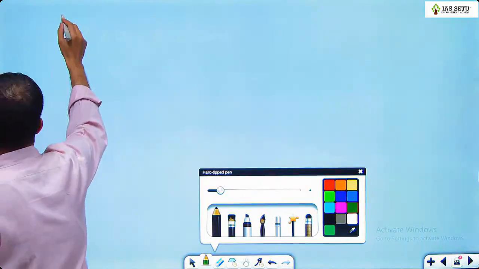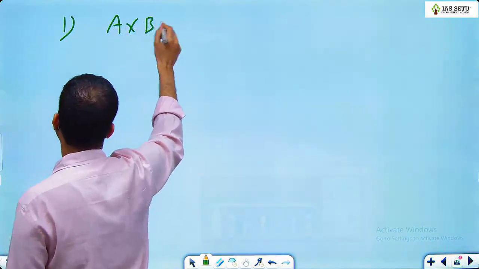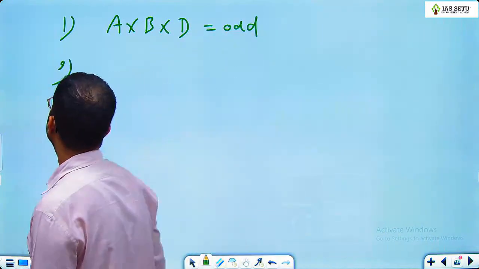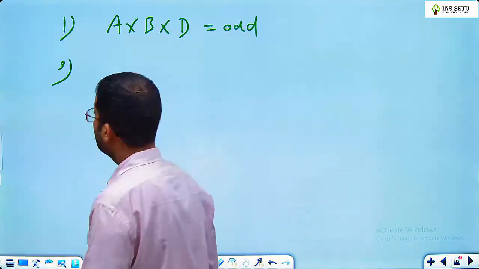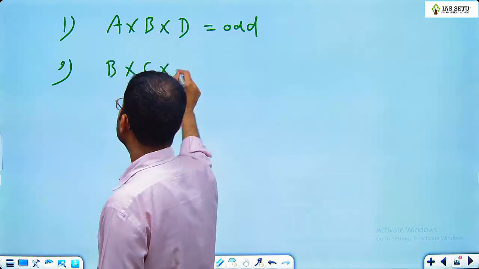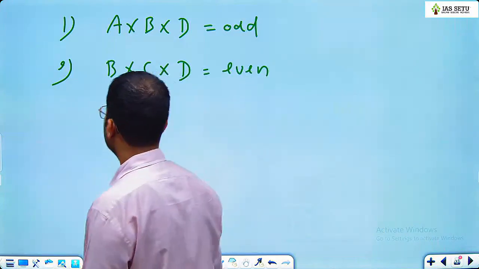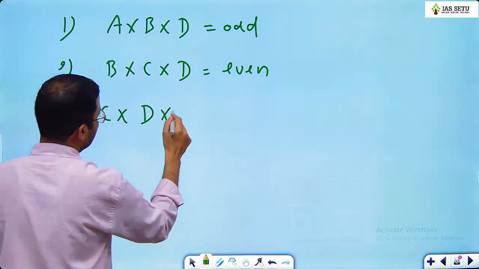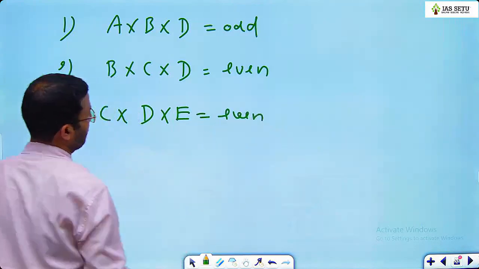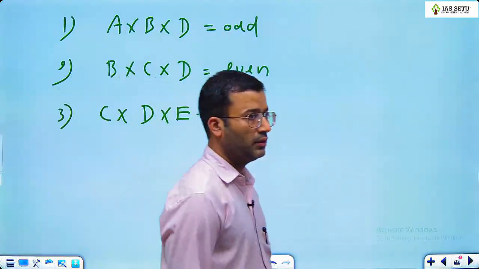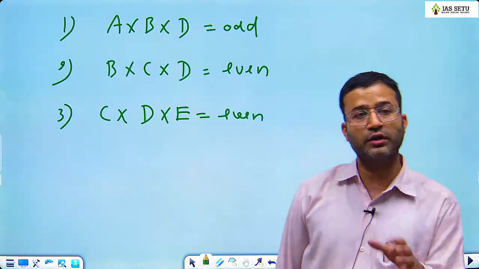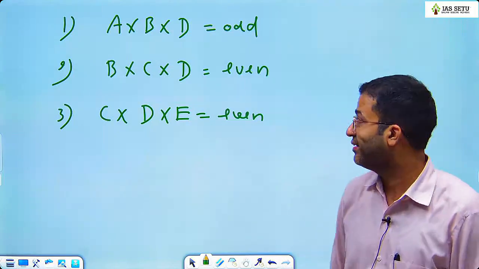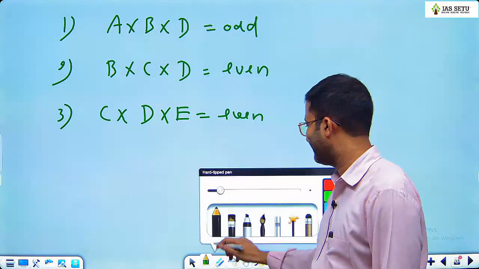Okay. Statement number 1, A into B into D is equal to odd. The next is B into C into D is equal to even. Then C into D into E is even. मैं इसमें easy question भी पूछ सकता हूं और एक बढ़िया difficult भी पूछ सकता हूं, but difficult नहीं पूछूंगा अभी, तो मुझे explain करने में दिक्कत होगी.